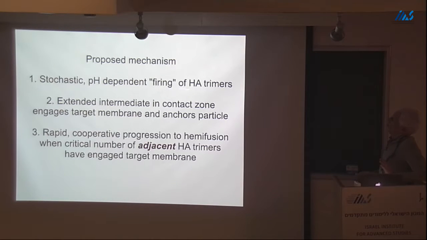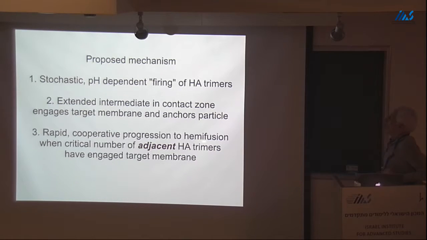And so at any rate, the proposed mechanism of all this is a stochastic pH-dependent firing, I'll call it for today, just to use an imagistic verb, namely progression through that quite striking conformational rearrangement, formation of an extended intermediate in the contact zone of any fired HA, in the contact zone between virus and target membrane. Now, I showed you that hemagglutinin is densely studded in the outer membrane, and so there'll be an extended contact zone. It's somewhere between about 50 and 100 hemagglutinin trimers in our estimate, both from the kinetics and even from looking at micrographs of virus attached, that is, the target membrane deforms slightly in the contact zone to begin to wrap around the virus particle. At any rate, the extended intermediate then engages the target membrane and anchors the particle.